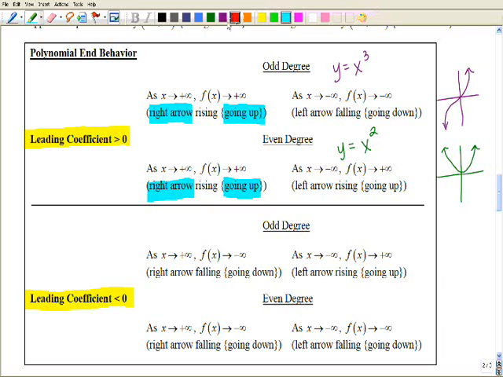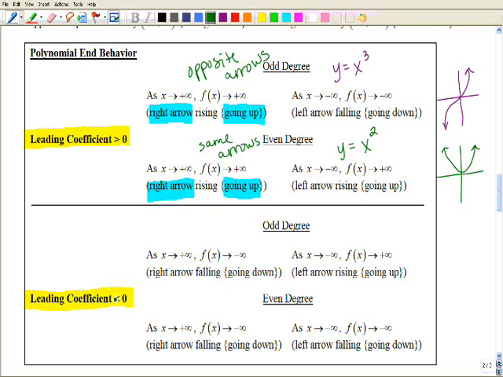All you need to know is that odd means that the arrows are opposite. And even degree means we have the same direction for the arrows. That doesn't flow as well, but the O's match. So if it's odd degree, opposite direction of the arrows, and no matter what, if the leading coefficient is positive, the right arrow will go up. And if it's odd, the left will go down. If it's even, the arrows will match.